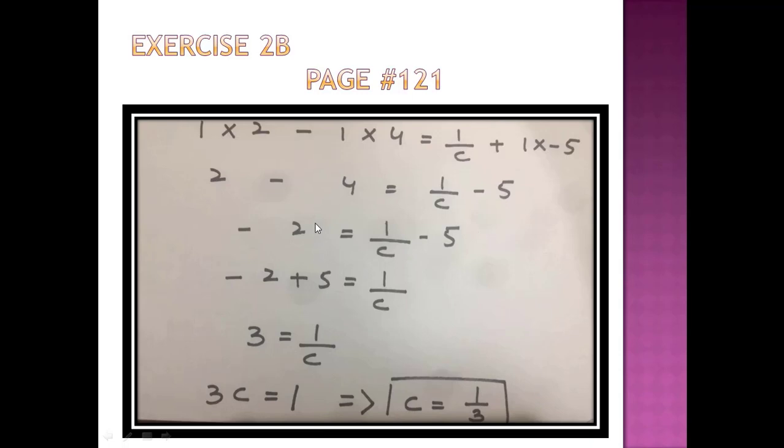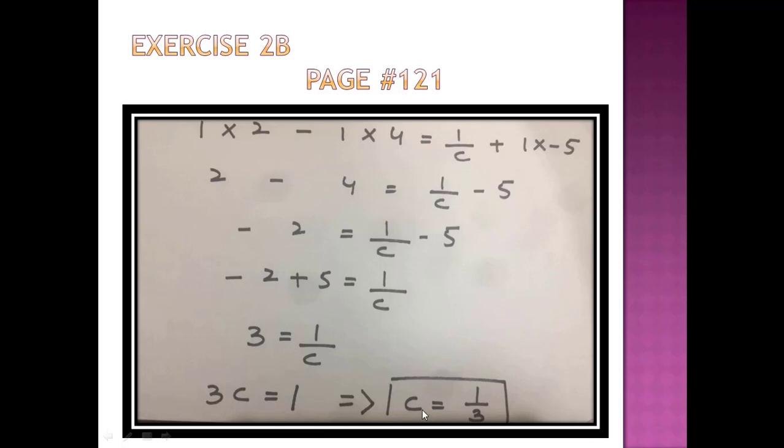Over here again we have constants, like minus 2 is a constant and minus 5 is a constant. If we shift our minus 5 over here, then we get what? Minus 2 plus 5 is equal to 1 over c. If we solve our constants, then we get 3 is equal to 1 over c as it is. In the next step, over here c is dividing. If we convert over here, then c is multiplying with 3 is equal to 1 as it is.